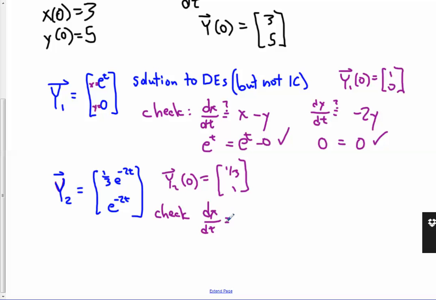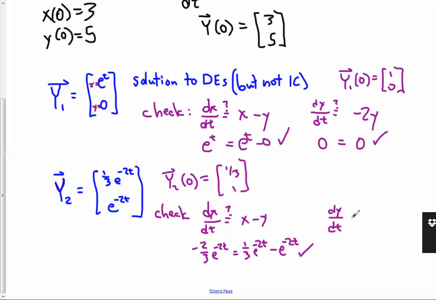dx/dt. So remember, this is my x, 1/3 e to the minus 2t. So that's negative 2/3 e to the negative 2t. And that's supposed to equal x minus y according to the DE. If I do that, 1/3 e to the minus 2t minus e to the minus 2t, yeah, 1/3 minus 1 is negative 2/3, so that checks out.